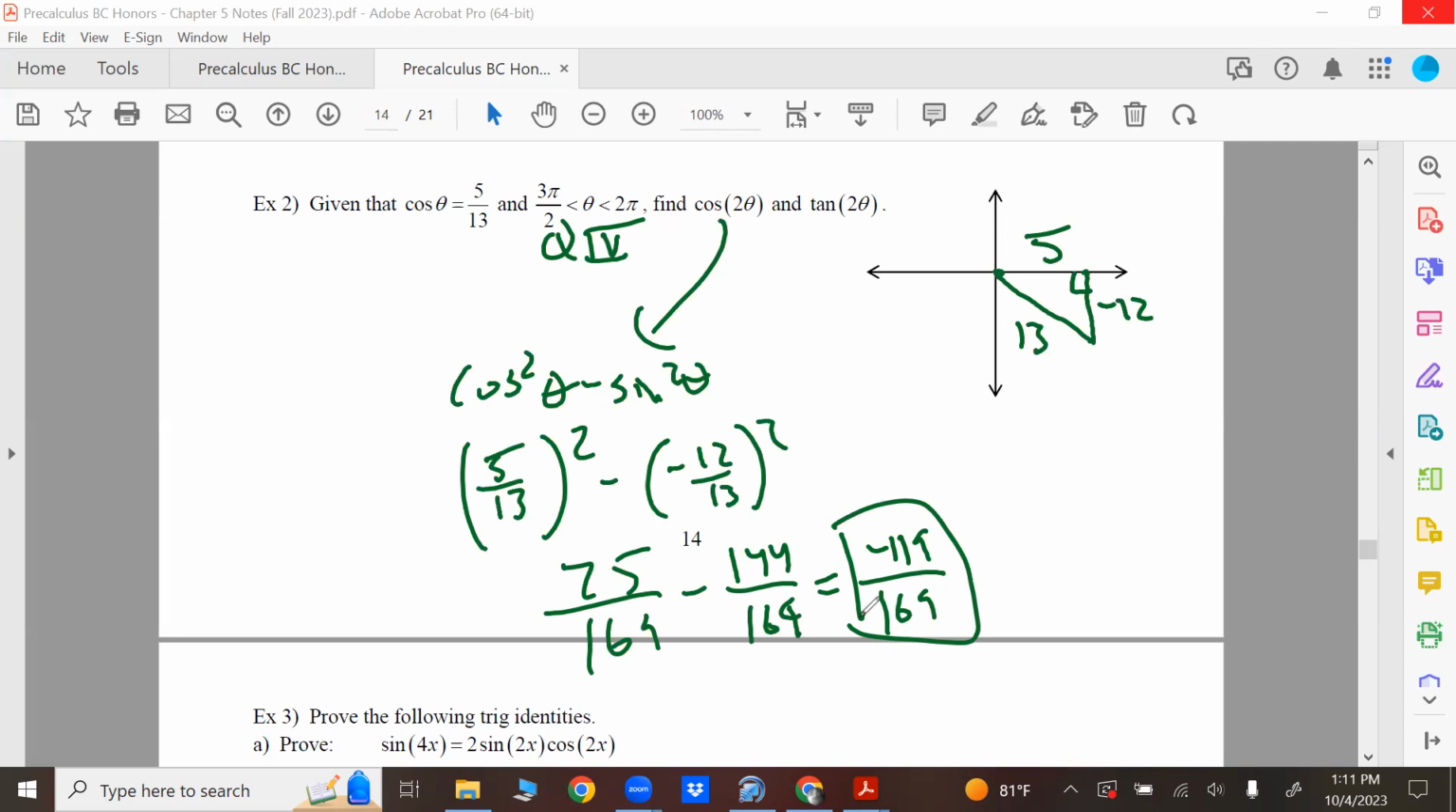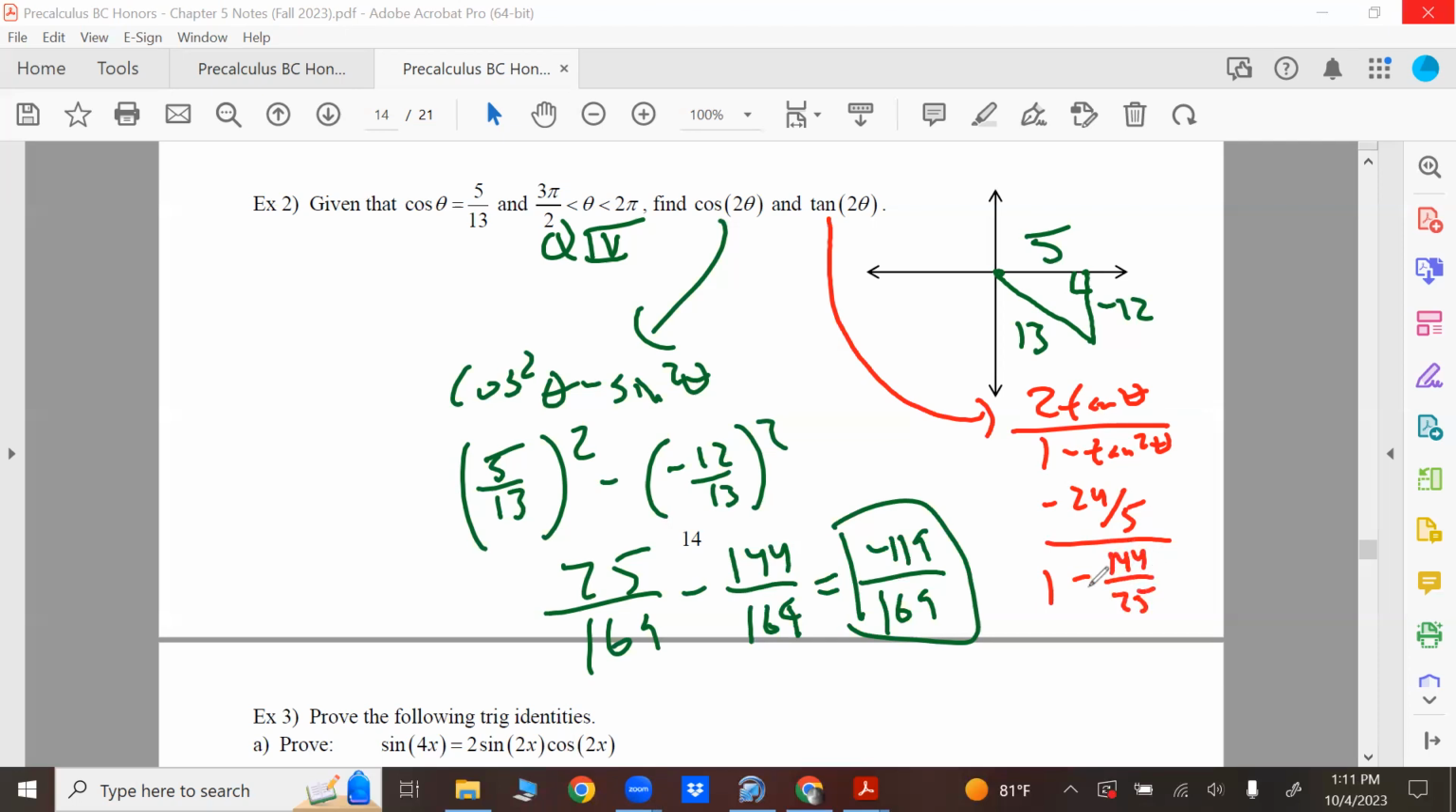And then tan 2 theta, we'll switch to red. You're going to do 2 tan theta over 1 minus tan squared theta. Tan theta is -12/5, so we got -24 out of 5. Down below, you'll see 1 minus 144 out of 25, which is -119. Flip it: -24 out of 5 times 25 out of -119. Two negatives, you should get 120.